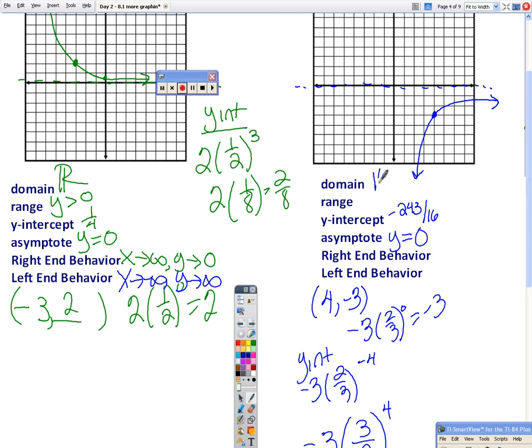The domain's still all reals. The range now, our y's are less than 0. As x goes to infinity, y is approaching 0. And as x goes to negative infinity, y is approaching negative infinity.